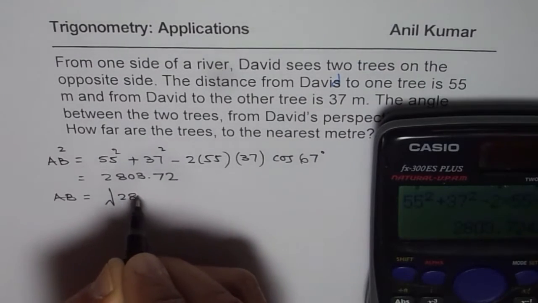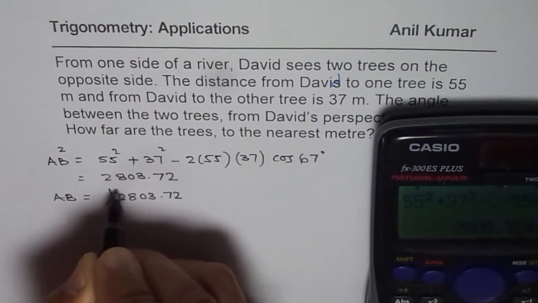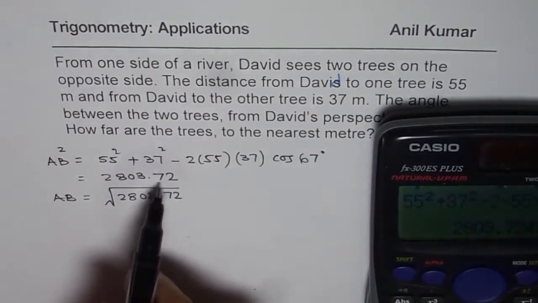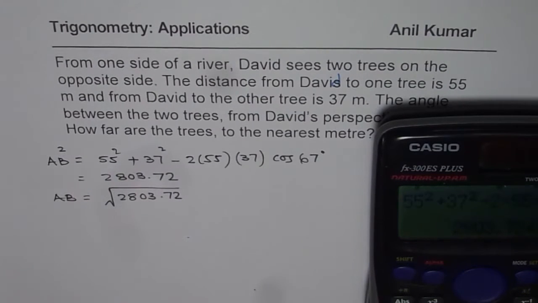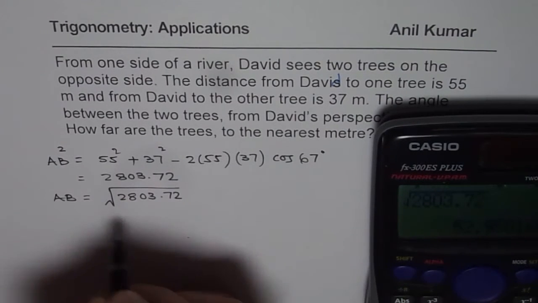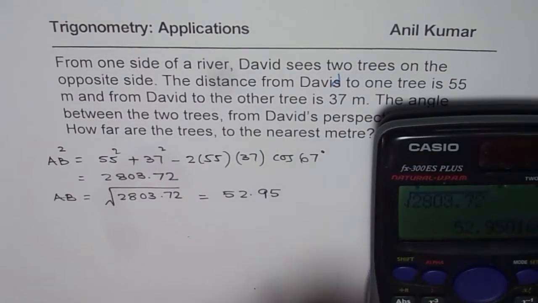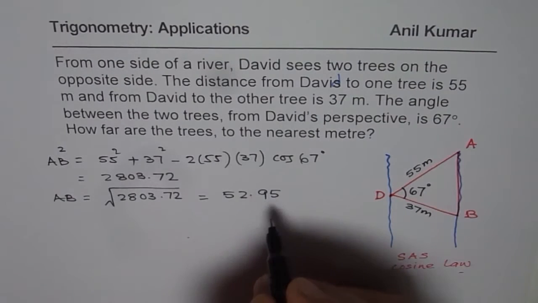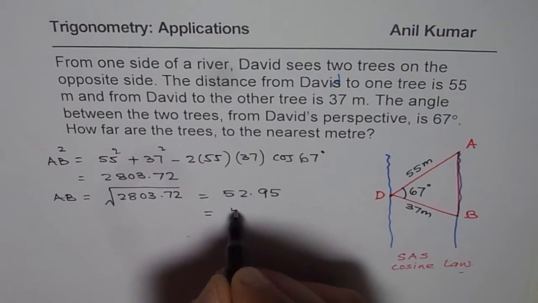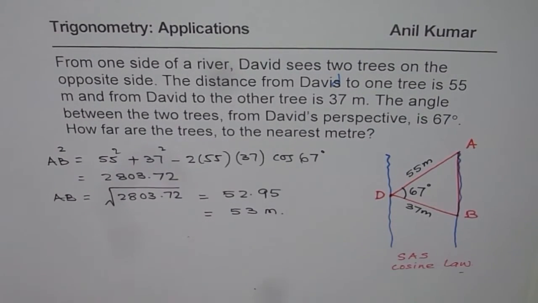Square root of 2803.72. Since we need the nearest meter, I am taking 2 decimal places here, right? So we say the square root of 2803.72, and what do we get? We get 52.95. So that gives us the answer, 52.95. So to the nearest meter, we can say it is 53 meters. So that is how you can actually solve the question.